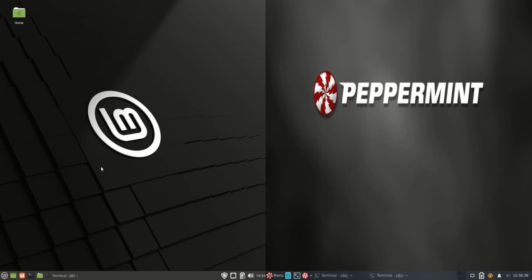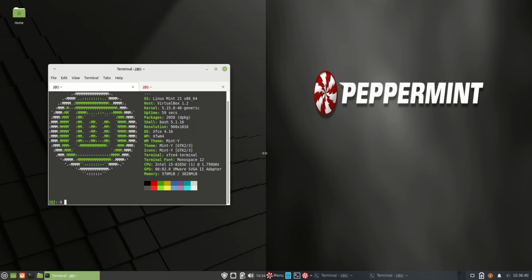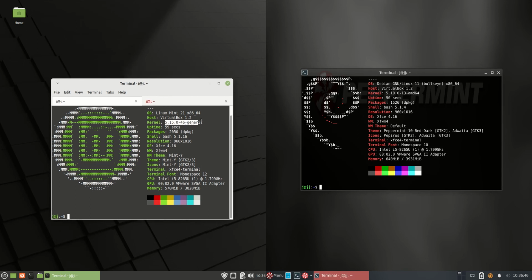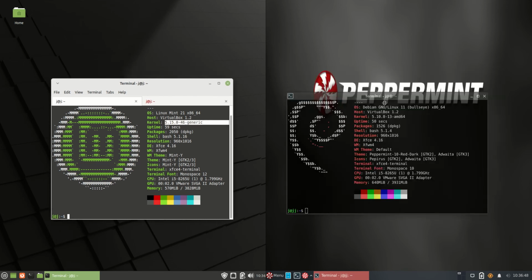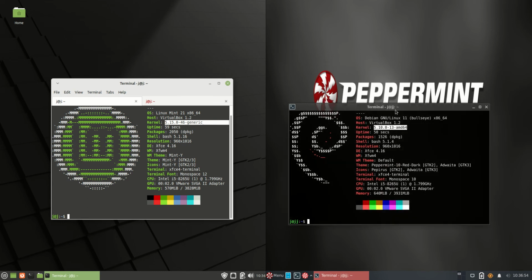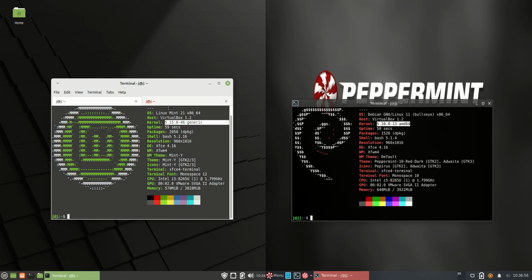Okay, so let's see, what have we got next up? We'll take a look at the back end, see what's going on there. So this is where it's a little bit different. Linux Mint is running on a later and greater kernel, the 5.15 kernel, whereas Peppermint OS is running on the 5.10 kernel, which can be expected considering it's running on the older, albeit more stable Debian back end there.